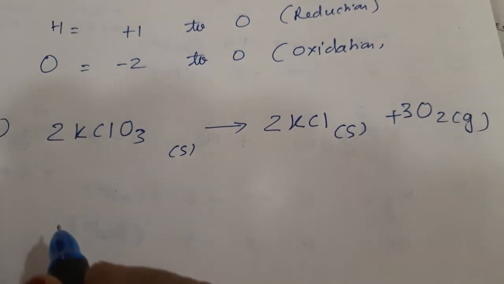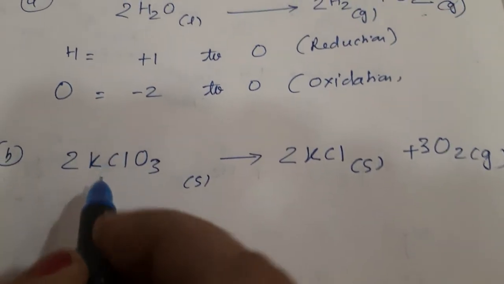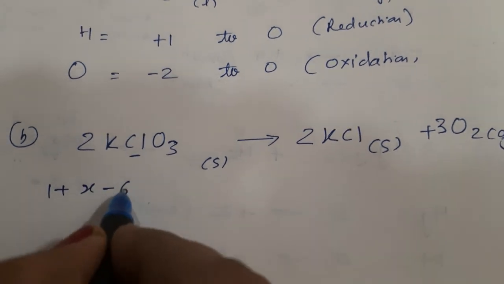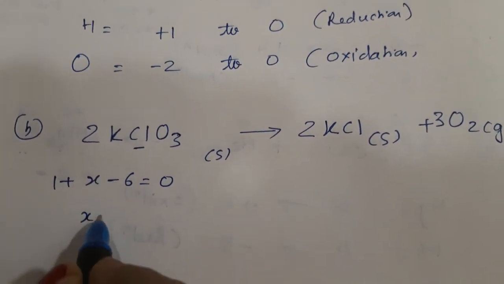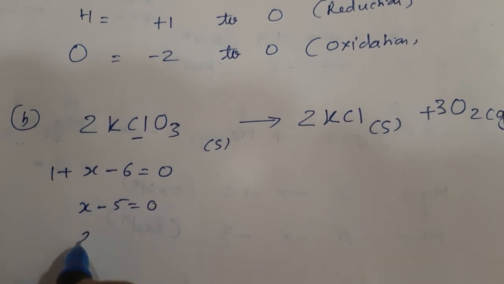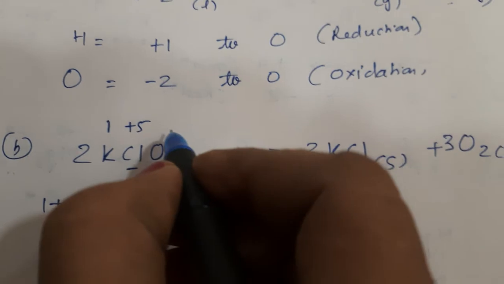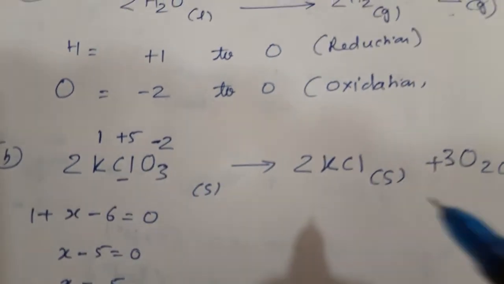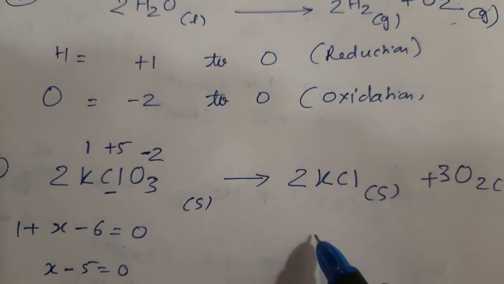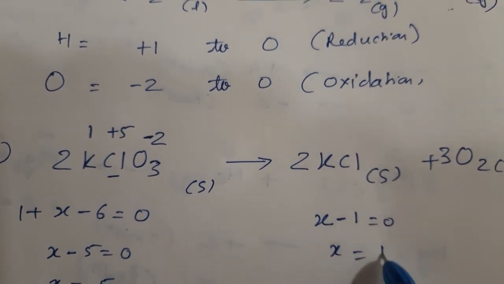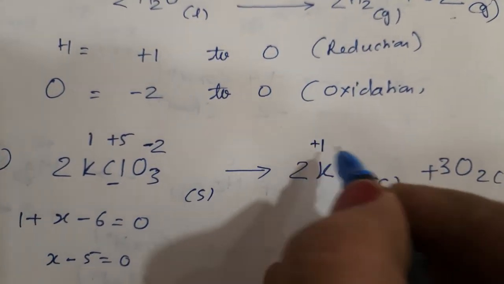Then we will find the oxidation state. Suppose I have to find that of chlorine, so what I will do: 1 plus x minus 6 is equal to 0. So x minus 5 is equal to 0, so x is equal to 5. That means chlorine is 5, potassium is 1, and oxygen is -2 anyway, right. Here x minus 1 is equal to 0, so x is equal to 1. This is plus 1 and this is minus 1.